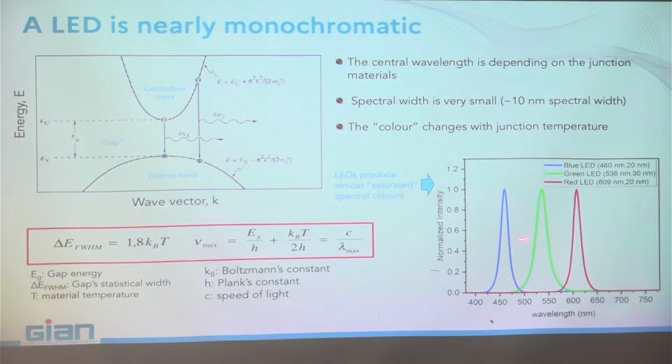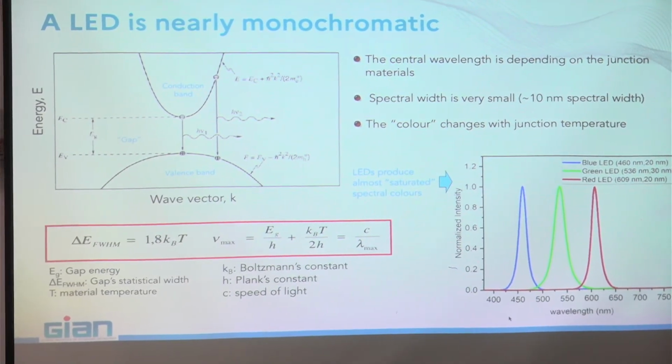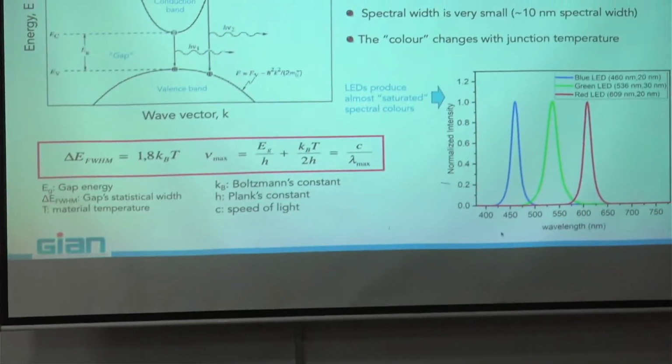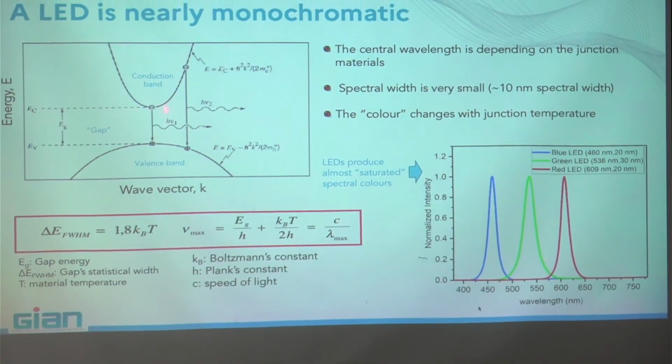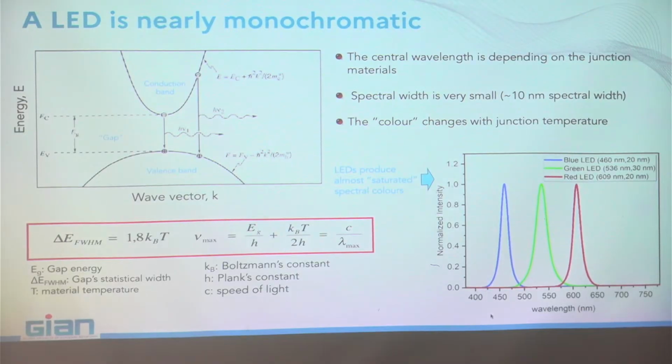Usually the width here is on the order of 10 nanometers, which is very, very small. It's not like a laser. A laser is even thinner, but here it is still almost monochromatic. And the central wavelength depends on that value, and that value depends on the material that you use.